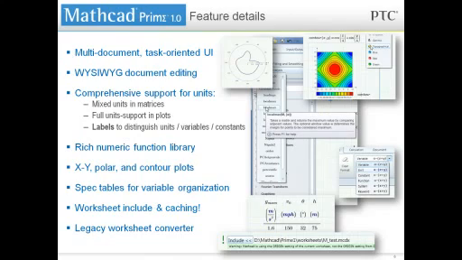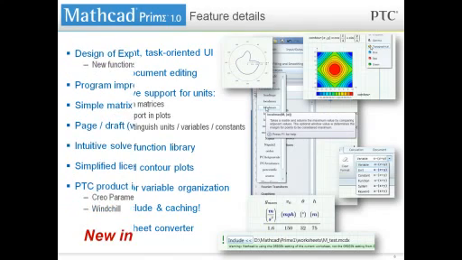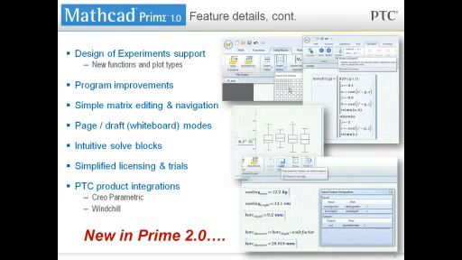The task-based user interface, the what you see is what you get environment, comprehensive support for units, of course, the function library, 2D plots, spec tables, and a built-in worksheet converter. So that's Prime 1.0, okay? And here are a couple more things for Prime 1.0. Now in Prime 2.0, we have additional capabilities.